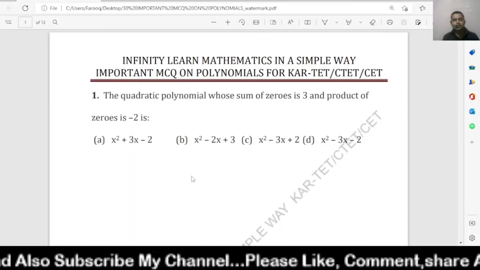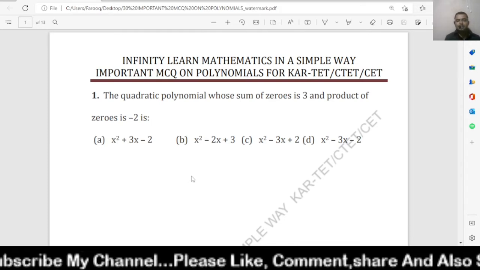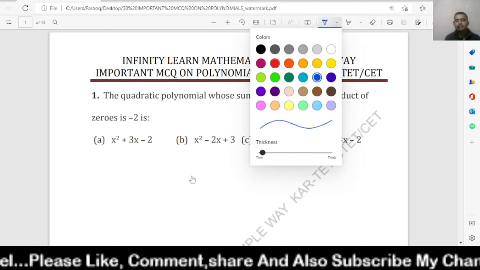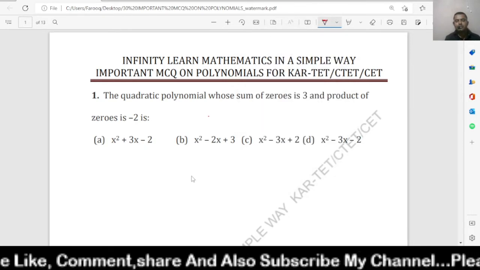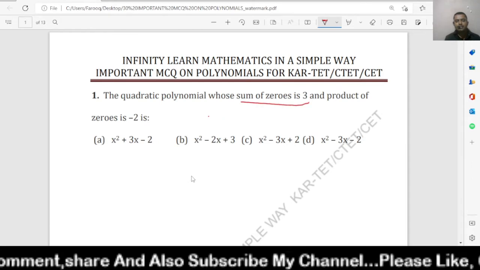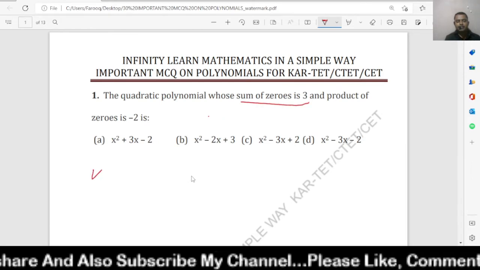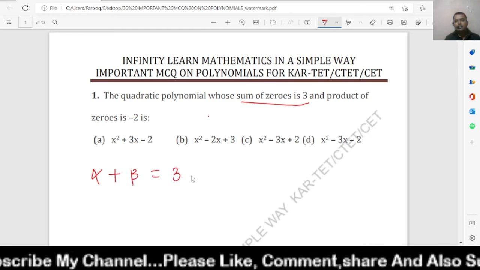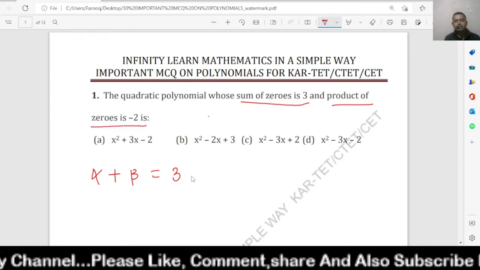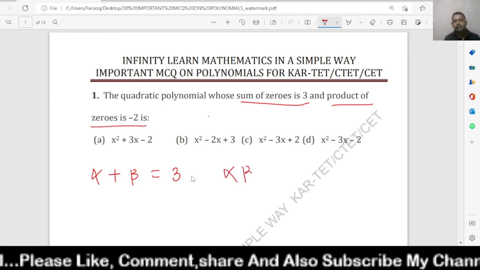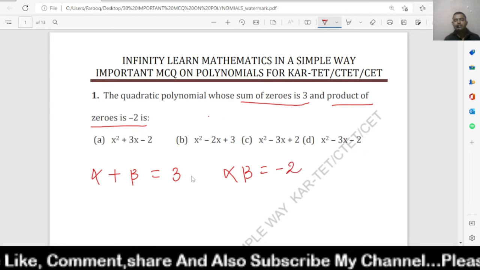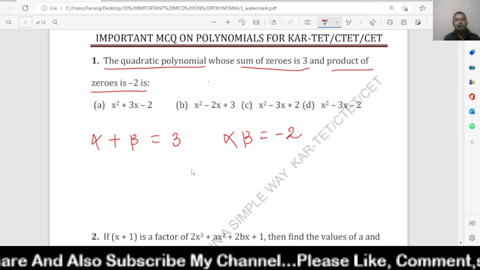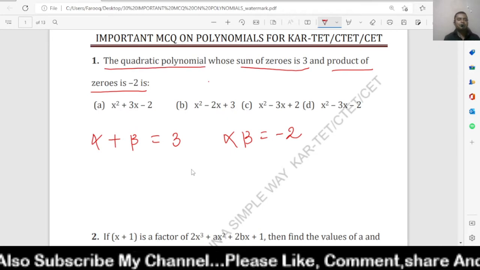The first one: the quadratic polynomial whose sum of zeros is 3, that is alpha plus beta is equal to 3, and the product of zeros, alpha into beta, is equal to -2. Here he is asking for the quadratic polynomial whose sum and product of zeros are given.